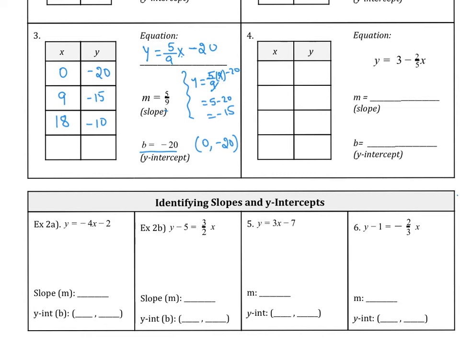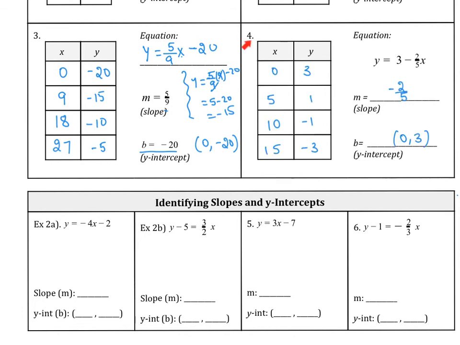Now I'm going to choose the value that is a multiple of 9 again. So 27. And when you plug in 27 here, 27 divided by 9 is 3. 3 times 5 would be 15 minus 20. So now the next number would be negative 5. Here is the table for the equation y equals 5 over 9x minus 20.